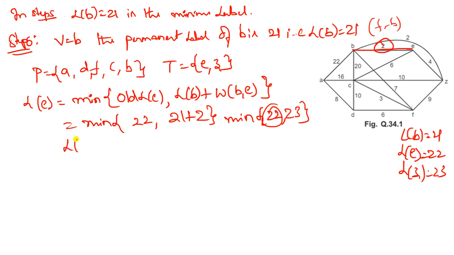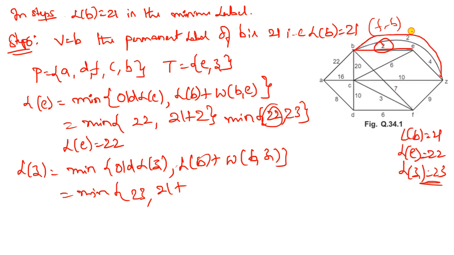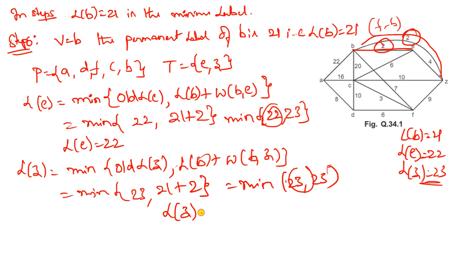Okay, L of E is equal to 22, and next L of Z is equal to minimum of old LZ value comma LB plus weight between B comma Z. So we get minimum of old LZ value, which is 23, comma LB value. What is the LB value? 21 plus weight between B to Z. Yes, a path exists between B to Z, so the value is 2. Then minimum of 23 comma 23. So what is the value? 23 only. So L of Z is equal to 23.